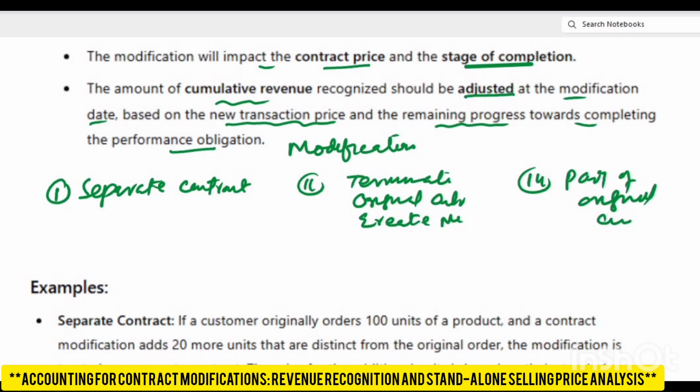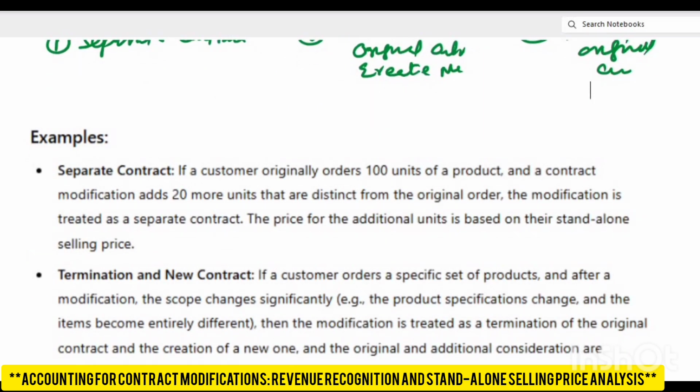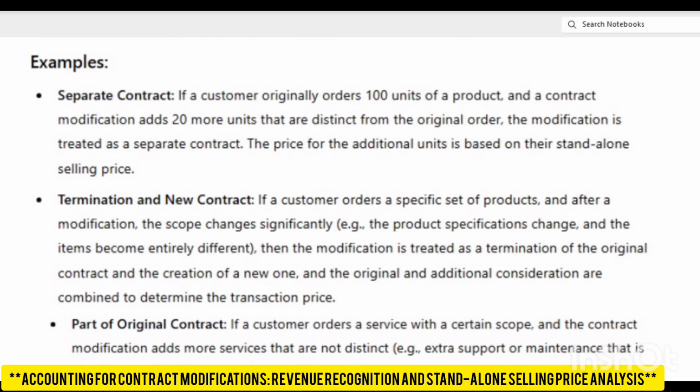Okay, we have an example here that I will show you. Here we are dealing with a separate contract. If a customer originally ordered 100 units of a product and the contract modification adds 20 more units that are distinct from the original order, the modification is treated as a separate contract. So the original contract was this, and this modification of 20 more, both are distinct goods or services, and that should be treated as a separate contract.